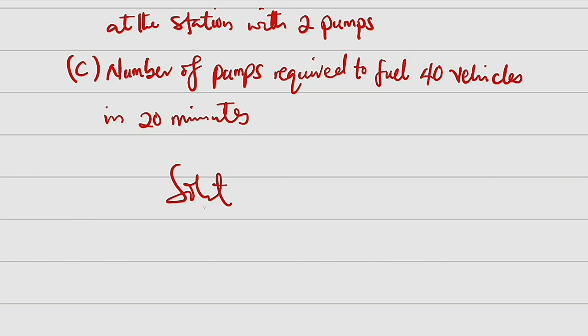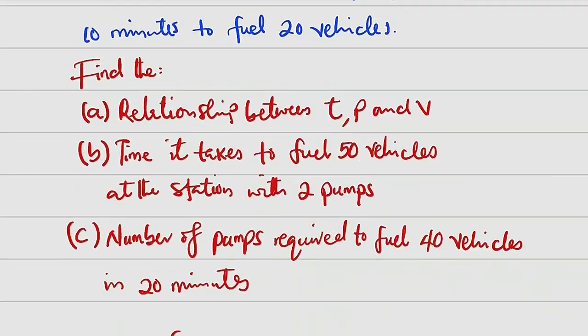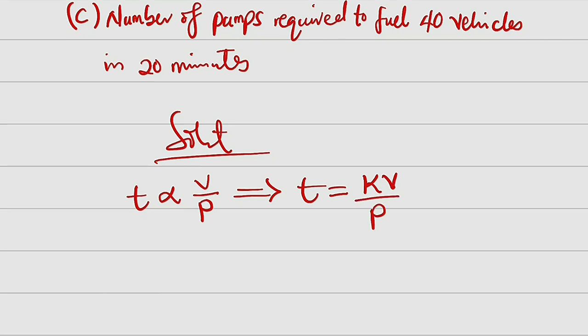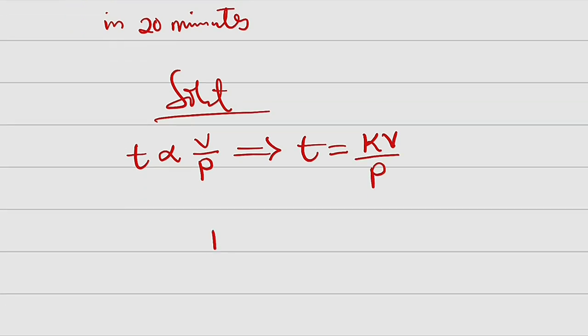Solution. T is directly proportional to V and inversely proportional to P, right? Yeah, that's what we have, which implies that T is equal to the constant of proportionality K multiplied by V divided by P. So now let us make K the subject. K will be equal to T multiplied by P divided by V. Just multiply both sides by the reciprocal of V divided by P, which is P divided by V.